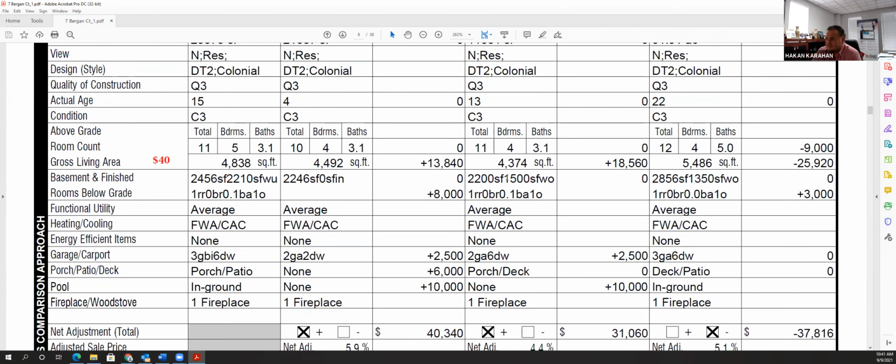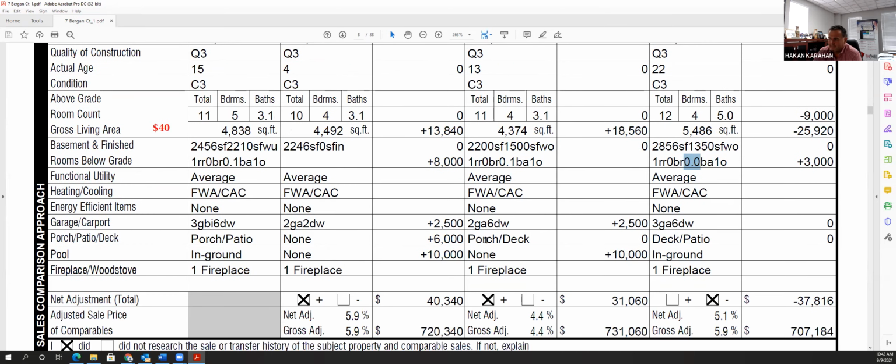So here's another one. 2,200 square feet basement, 1,500 square feet finished basement, and they didn't take the difference of almost 700 square feet. So I would have simply added an additional $7,000 here, but they did not. So in here, 2,856 square feet basement, but only 1,350 square feet finished. And he didn't give the credit for the square foot difference, but he did give a credit for the powder room.